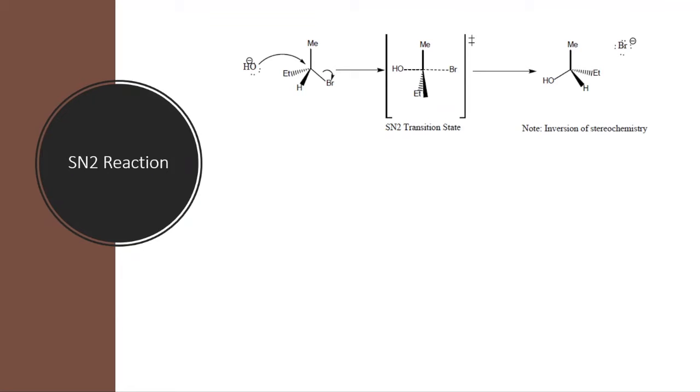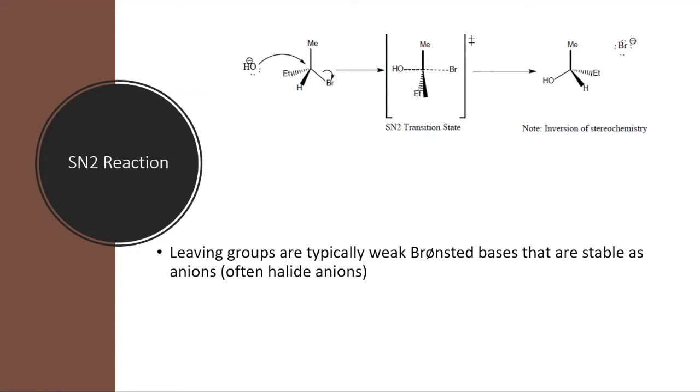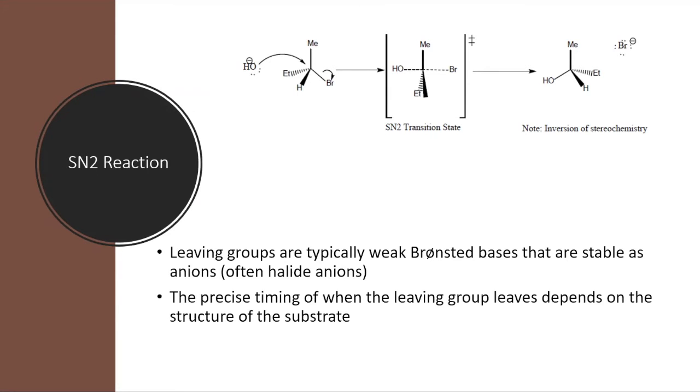occur at the same time, meaning the nucleophile attacks and the leaving group leaves in a concerted manner, forming a 5-membered transition state. This results in the inversion of any original stereochemistry. In SN2 reactions, the leaving groups are typically weak Bronsted bases that are stable as anions, and the precise timing of when the leaving group leaves will depend on the structure of the substrate.